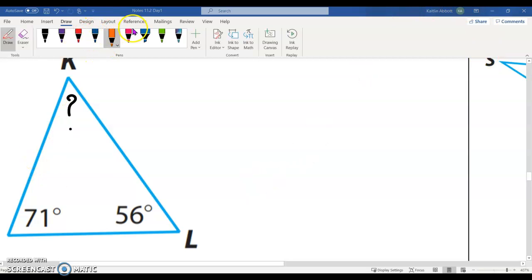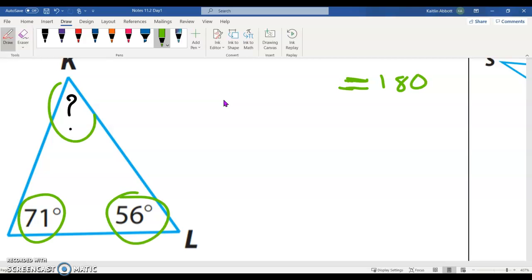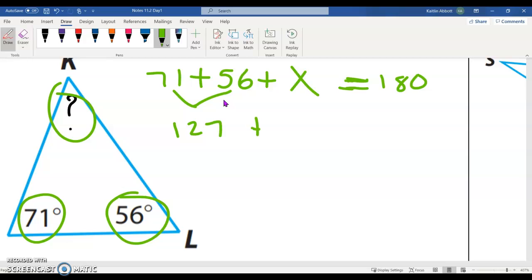So let's get a cool color. We'll go back to blue. No, green. Okay. Let's add them all up. They equal what? You got it. 180. And let's add all of these angles together. 71 plus 56 plus mystery number. Let's add 71 and 56. That gets us what? 127 plus x equals 180.